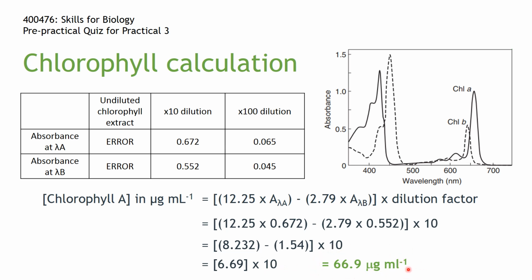So that's got us from these absorbance values, which aren't terribly useful, through to something that has some biological meaning. That's the math that you need to do for chlorophyll A. So have a go through that, make sure you understand it, and then have a go at chlorophyll B, which is the last question in the pre-practical quiz.